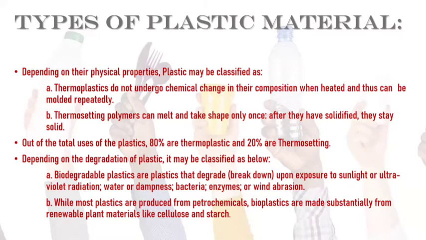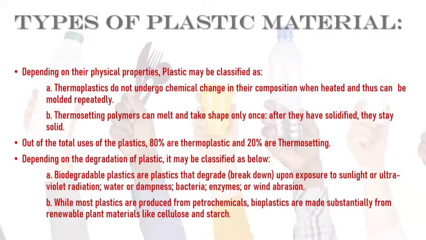Next, types of plastic material. Depending on physical properties of plastic, plastic may be classified as two types. First one, thermoplastics. It does not undergo chemical changes in its composition when we heat it, and it can be molded repeatedly. And second one, thermosetting polymers. It melts and takes shape only once. After the solidification, they stay solid. Out of the total uses of plastics, 80% are thermoplastic and 20% are thermosetting.